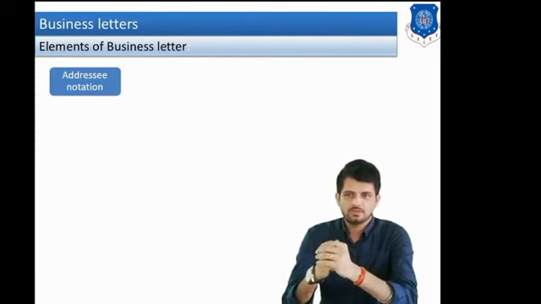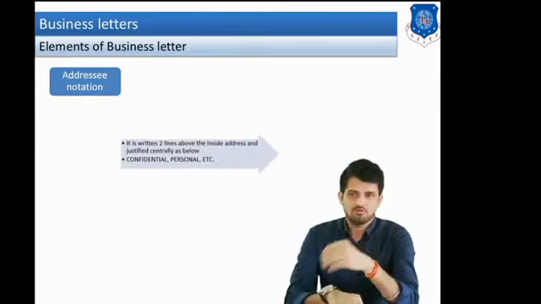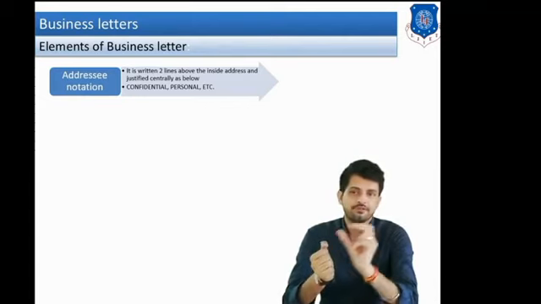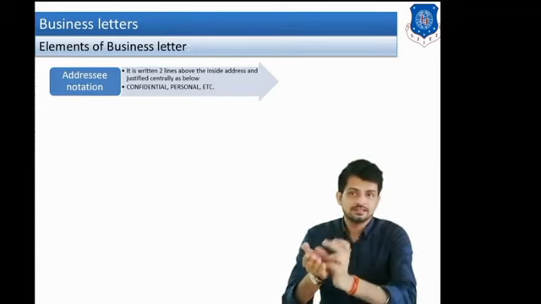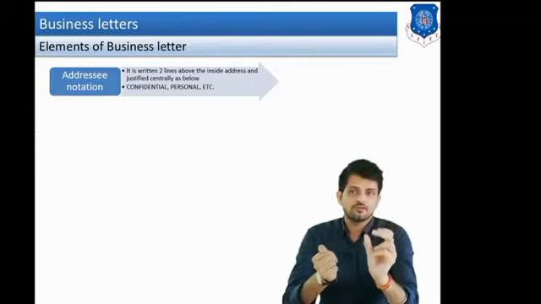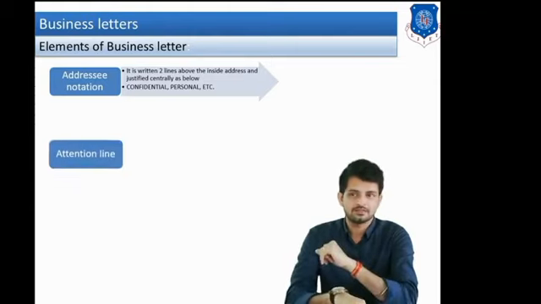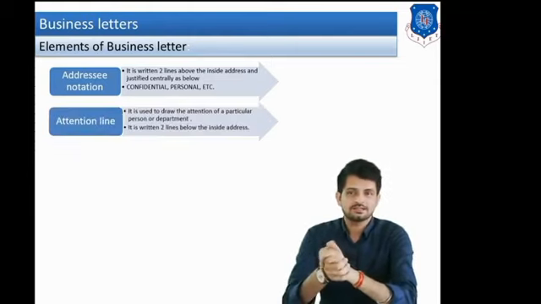See, these all options are not much important. These all elements are not much important. For example, addressee notation. Now, what is the meaning of addressee notation? For example, if you are writing a letter for a particular person, then you can write confidential, you can write personal, that this letter is only confidential, personal to a particular person. So any other person will not open that letter, right? Then some are also writing the attention line. Attention line is written 2 lines below the inside address. Okay.